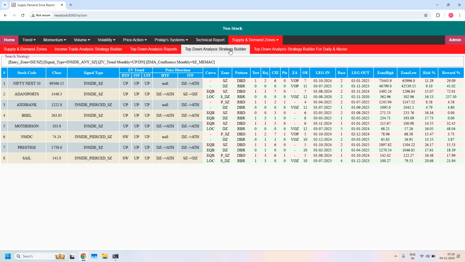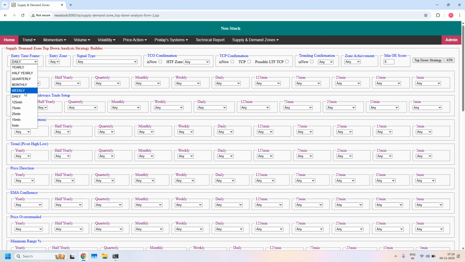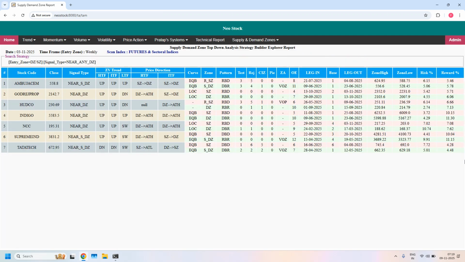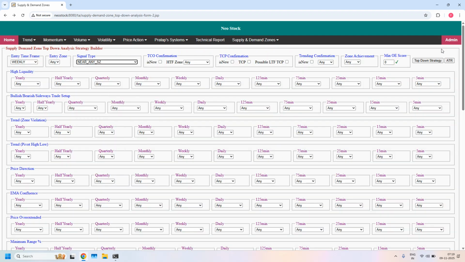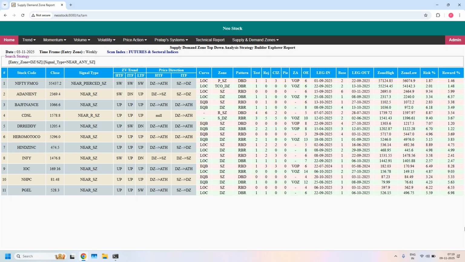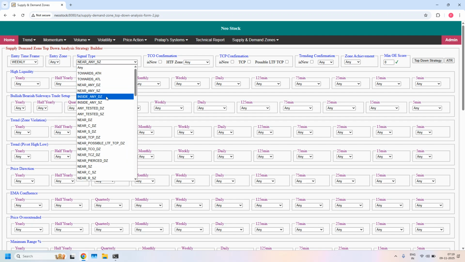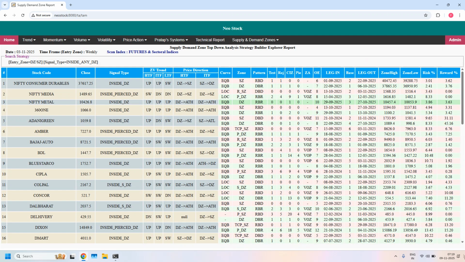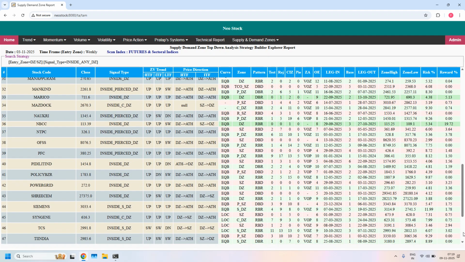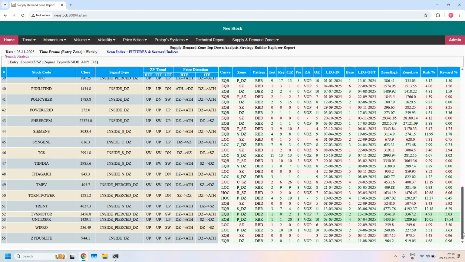Okay, next time frame is weekly. Stocks near weekly demand zone. We got 7 stocks. Next, stocks near weekly supply zone. We got 11 stocks. Next, price closed inside the weekly demand zone. First 16 stocks in the list. Scrolling the list down. Total 55 stocks we got.